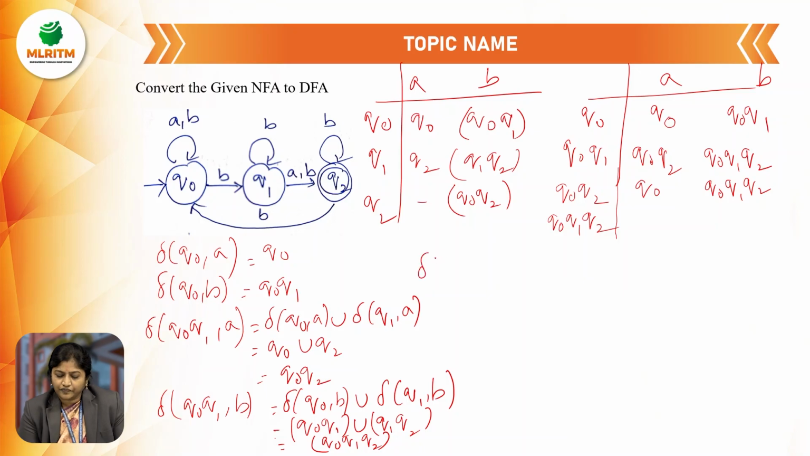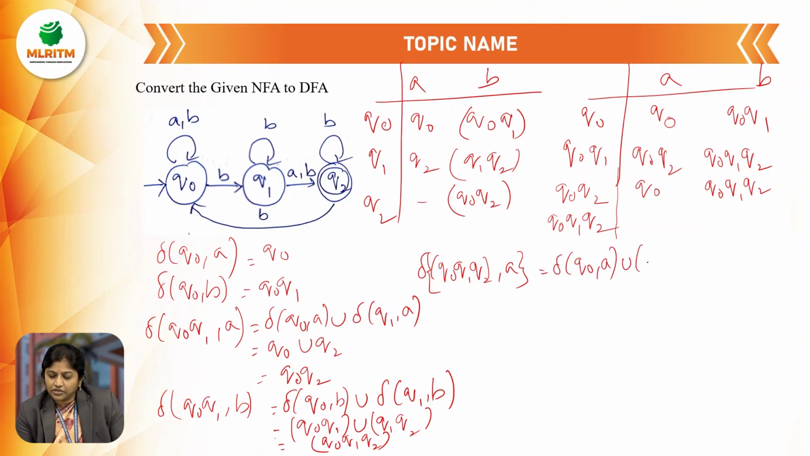Transition of Q0, Q1, Q2 on A. This is the transition of Q0 on A union the transition of Q1 on A union the transition of Q2 on A. What is Q0 on A? Q0 only, union Q1 on A, Q2, union Q2 on A, nothing. So this is Q0, Q2.